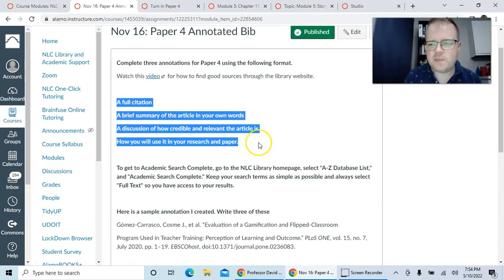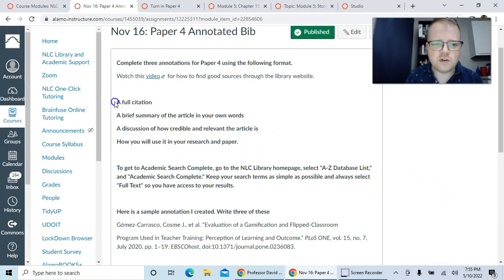Now, these aren't paragraphs in your paper. These are just summaries of your sources to show that you know what they're about. When you actually write your paper, you can't just use summaries of different articles, because that would be a completely different kind of paper. What you're going to be doing this for is just to get your brain around what is actually in your paper and show me that you're actually doing research.